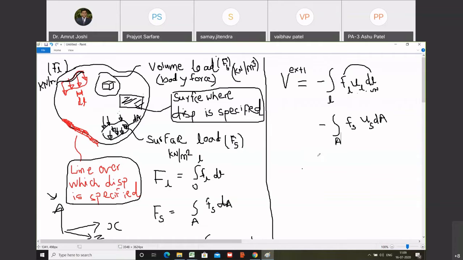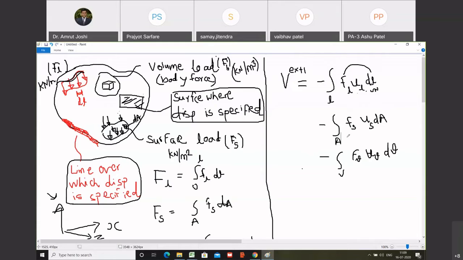And similarly, you will agree that integration over the volume of Fv Uv dV is going to give me the potential energy associated with body forces. Do you agree with me? So we have now considered all the loads.